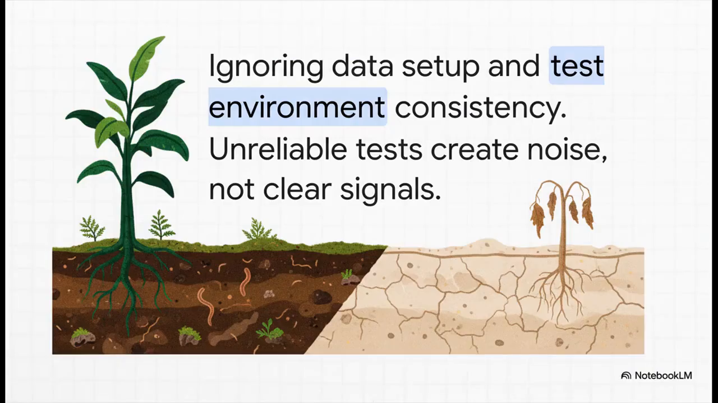Then there's trap number 2, which is just as bad: ignoring the very soil your jungle grows in. Look, if your test data is a mess and your environments aren't consistent, your tests are going to be unreliable. Period. They'll just create a ton of noise instead of clear signals. You just can't grow a healthy ecosystem on a shaky foundation.